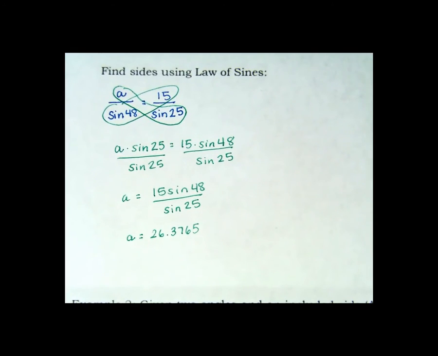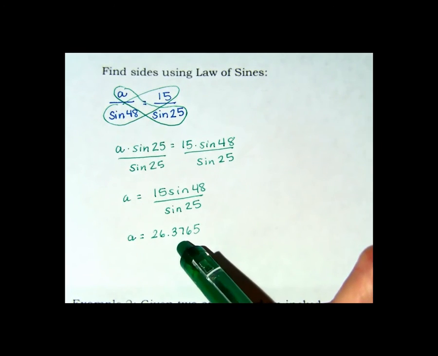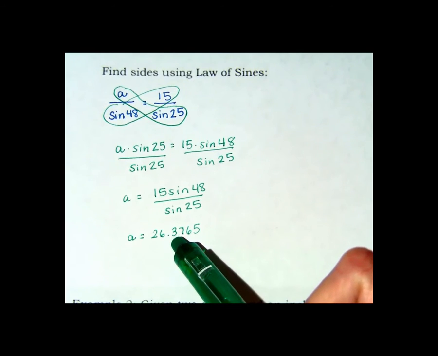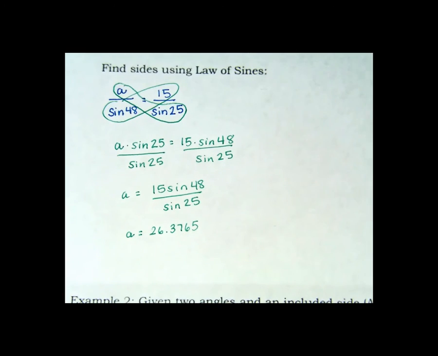26.3765 is correct. That's correct. So you're typing in this. If you didn't get that, make sure you put the parentheses where they go, or your calculator's in degree mode. We're going to do another one. I'll make sure that you've got another. We're going to keep going.